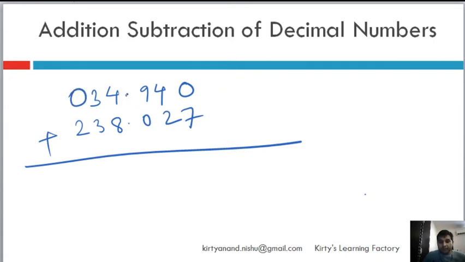What we will do is that we will arrange the decimals right above each other, and then we will start adding from the rightmost side. So we add 7 and 0, which is 7. There is no carry. 4 and 2 is 6. There is no carry, so no problem. If there is no carry, there is no issue. 9 and 0 is 9. No carry, no issue.